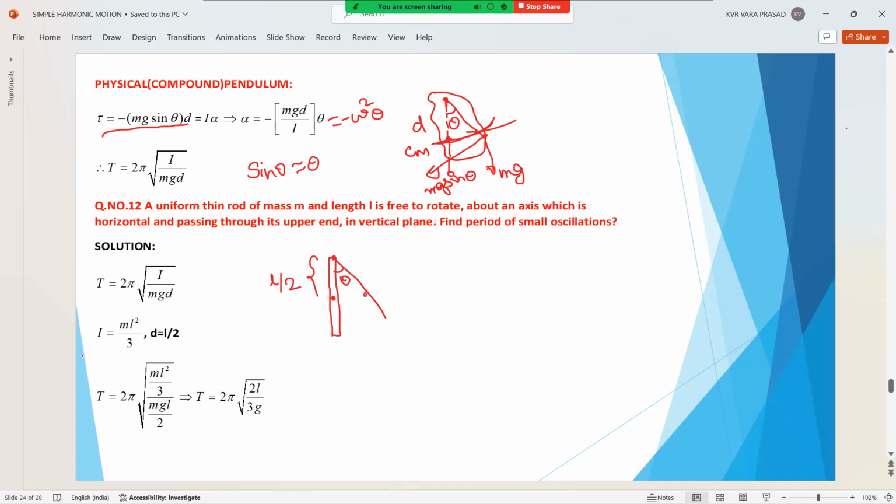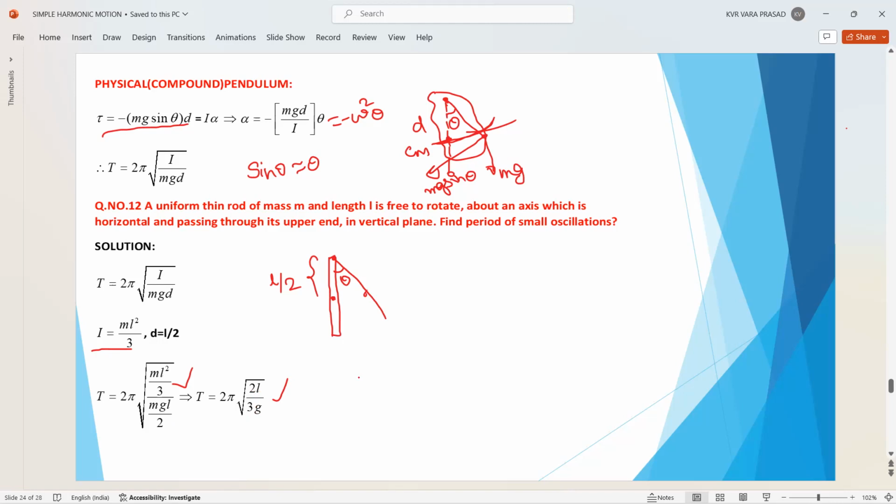Then the I value is ml square by 3. And d value is L by 2, since it is a uniform rod, so the center of mass will be the midpoint of the rod. Substitute values here: in the place of I, ml square by 3, and in the place of d, L by 2. So the final answer is T equal to 2 pi root of 2L by 3g. This is the time period of a uniform thin rod when suspended at one end.